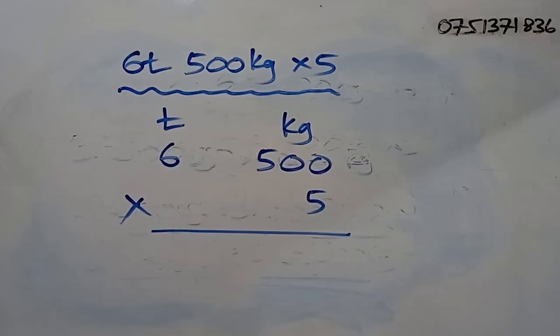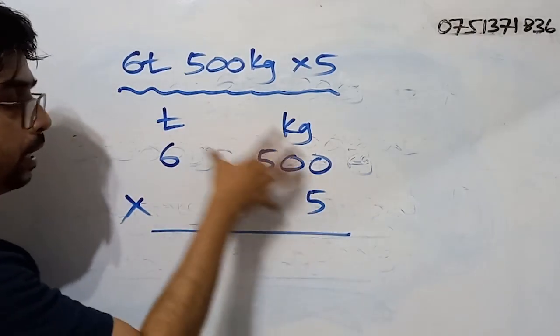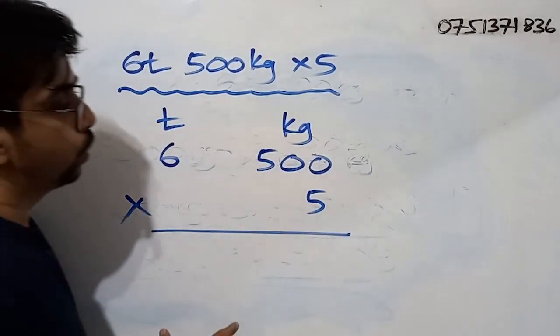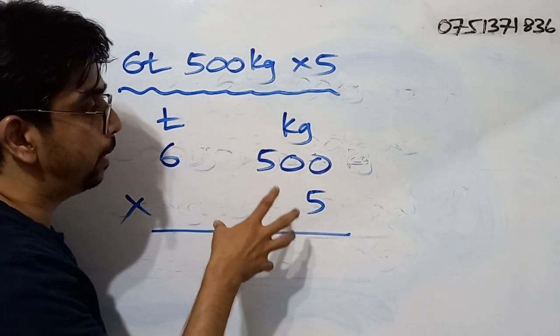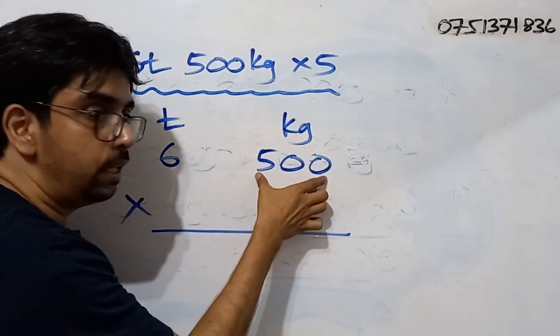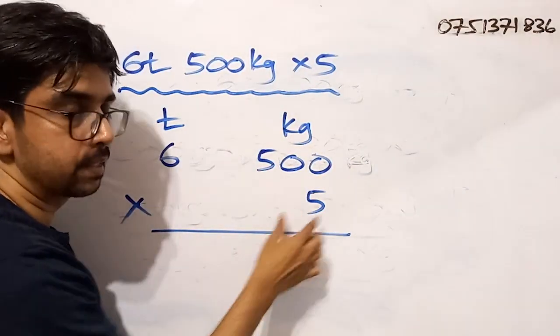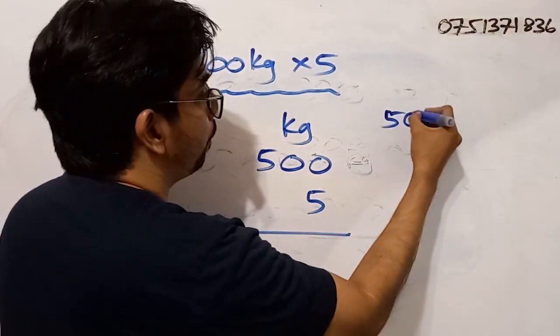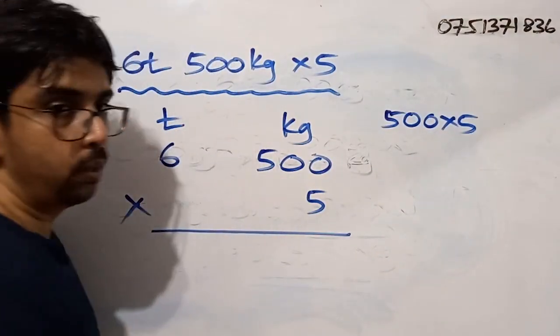Right. So what is the other way of doing this? Simply we can multiply in this manner. Okay. So we will multiply 500 kilograms by 5 first. So 500 into 5, what do we get?